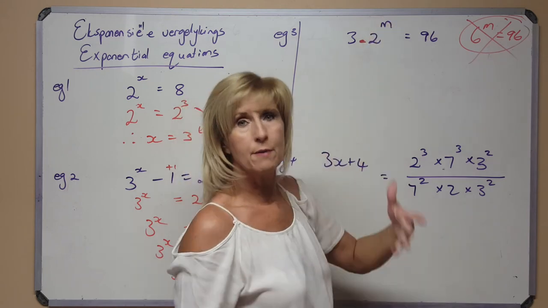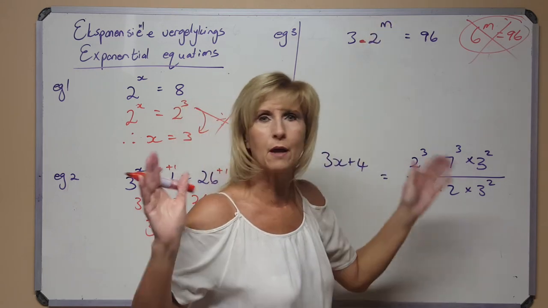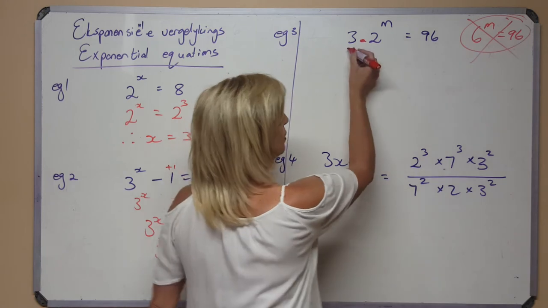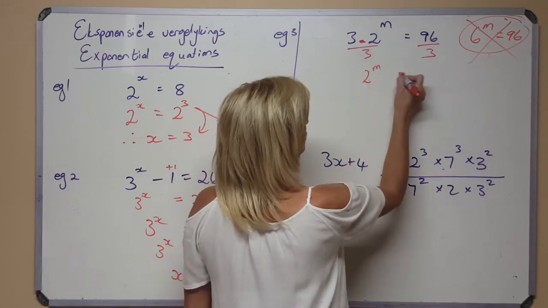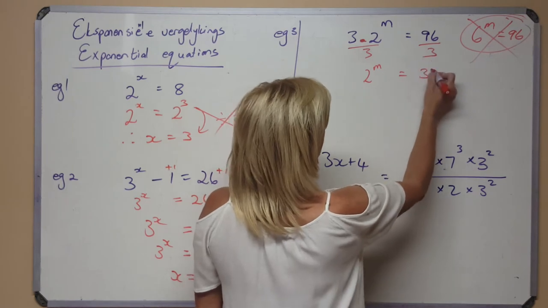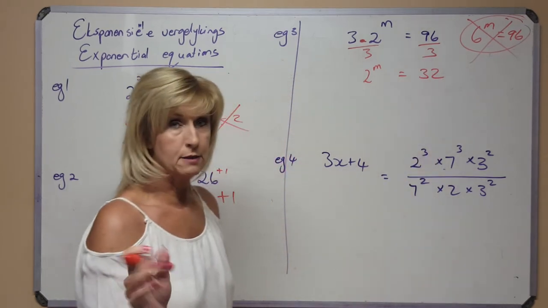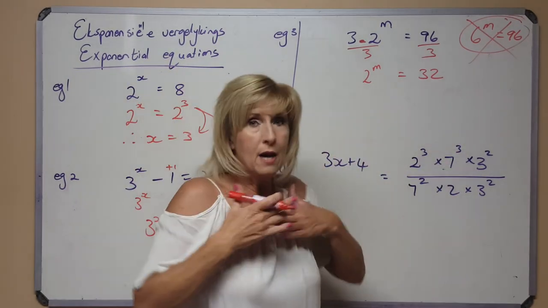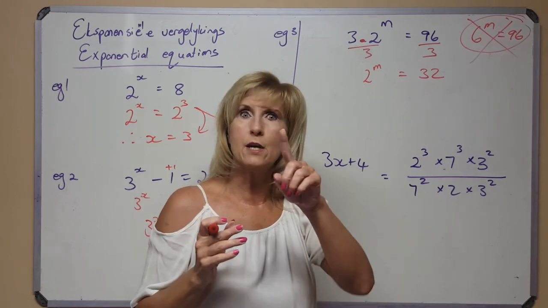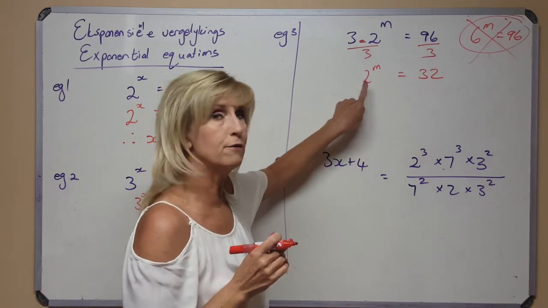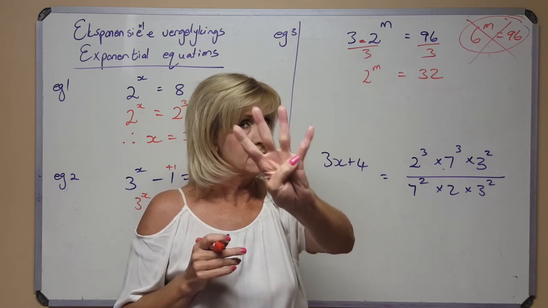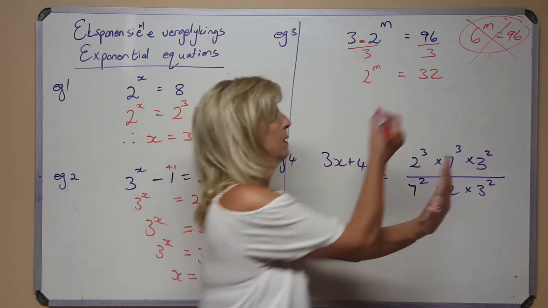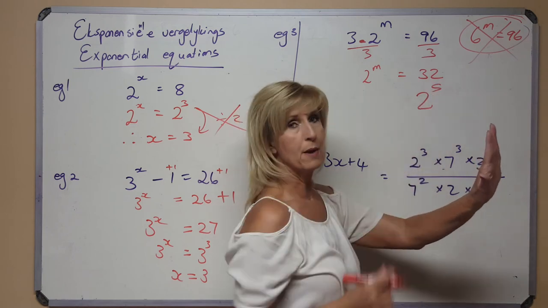How do I get rid of the times 3? It's the same thing over and over. Times 3 by dividing by 3. So if you divide by 3, what are you going to get? 3 goes into that, 32 times, calculators, please. And when I see the 32, I'm happy because I know if you know your powers of 2, 2, 4, 8, 16, 32, you'll be able to tell me that that is 2 to the power 5.